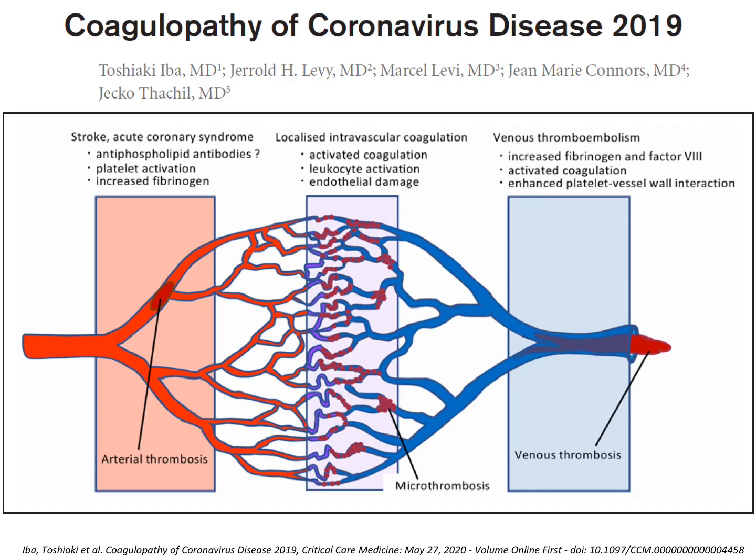So the range of the coagulopathy is not just venous, it is a continuous spectrum, in fact, arterial, which can present like stroke or acute coronary syndrome, and venous, but most importantly also there is a localized intravascular coagulopathy, which can lead to microcirculatory failure and microthrombosis and can contribute to the multiple organ dysfunction in those patients.